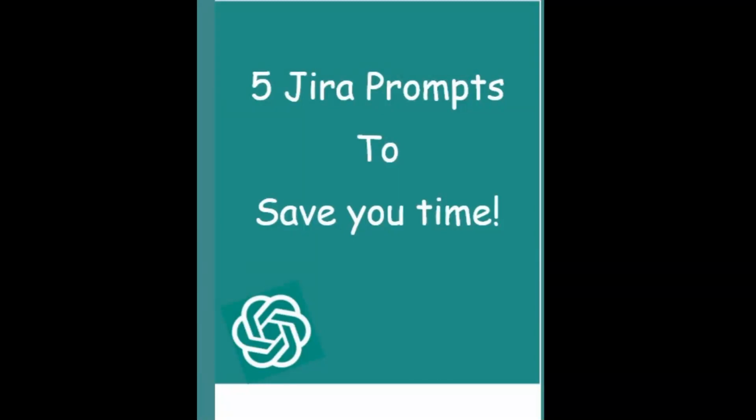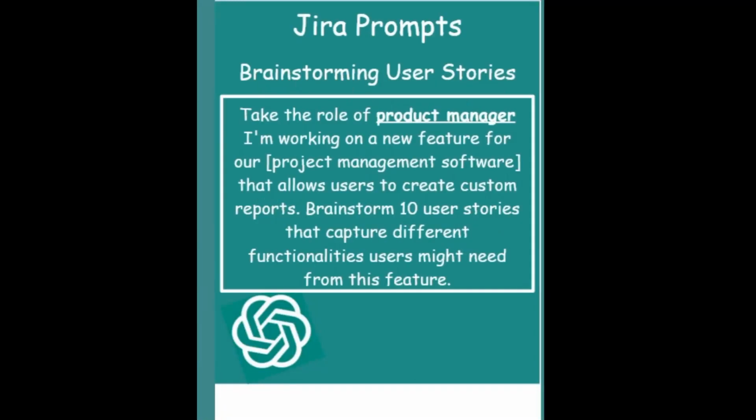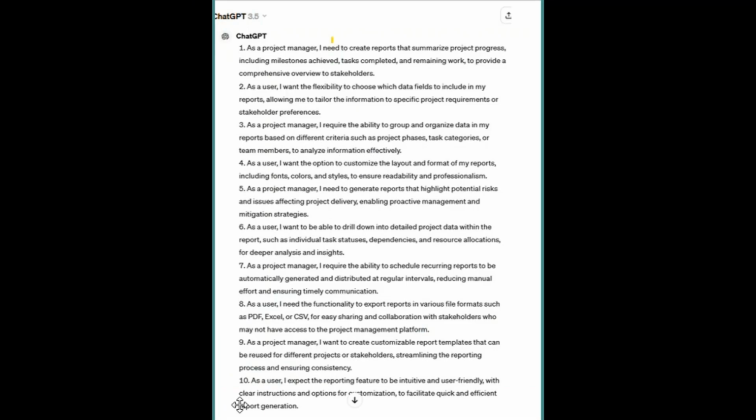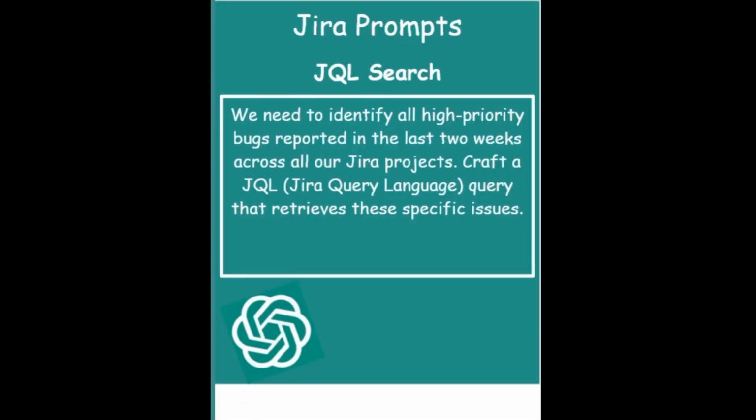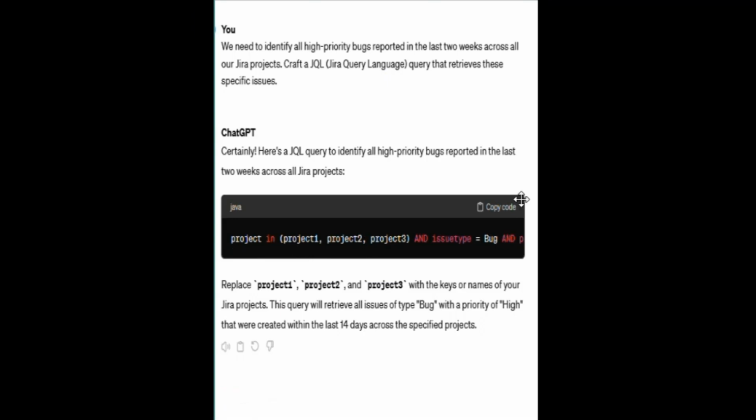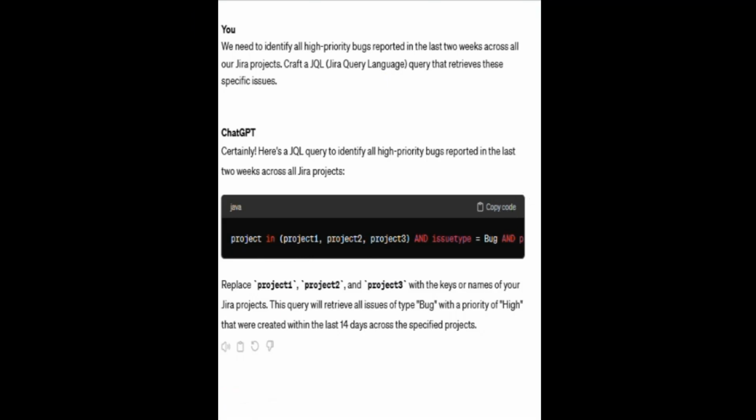or JIRA to save you time. Brainstorming user stories: 10 user stories, you can ask ChatGPT to expand on them, or you can use them as a second GQL search. And it gives the query that you can just copy and paste to modify the query.